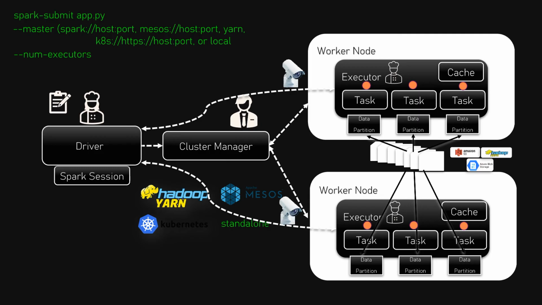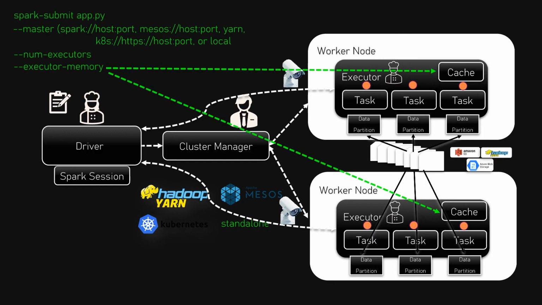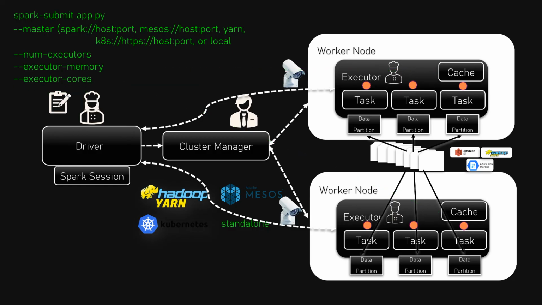Num executors is the argument which controls the number of executors. Executor memory is the argument which controls the size of executor memory or cache. Executor cores argument controls the number of cores available on the executors. You can always control this configuration through the arguments. But if you do not specify these arguments, Spark uses dynamic allocation through which it dynamically allocates the resources, including the memory, the cores, and the number of executors, which would be most suitable and optimal for your Spark application.